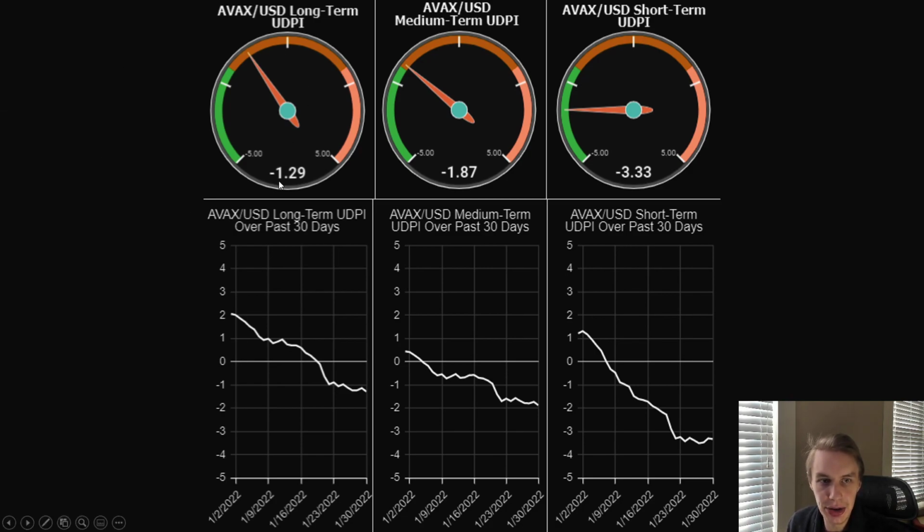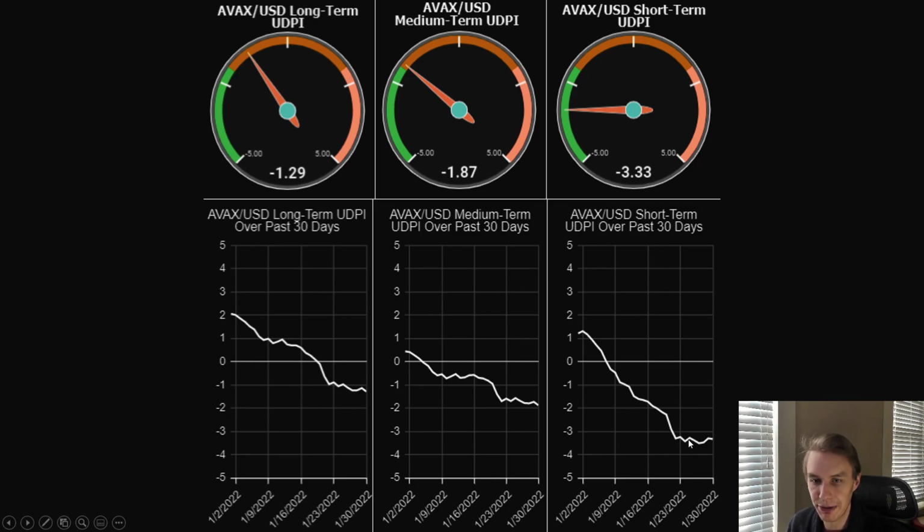So as I was mentioning, the long-term UDPI is negative 1.29, which means that in the coming months to years, the longer-term perspective, the model thinks that AVAX has more upside than downside potential. In the more medium term, it thinks that as well, but certainly in both of these cases, it thinks that there's a reasonable amount of realistic downside that could be realized, so you always have to keep that in mind.